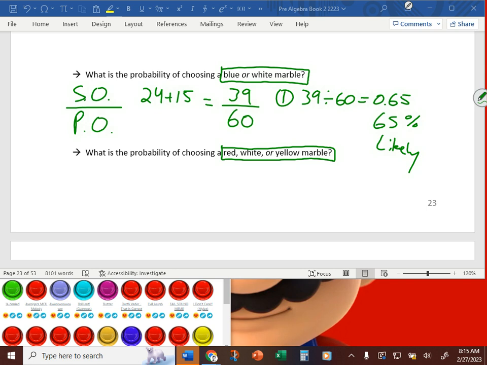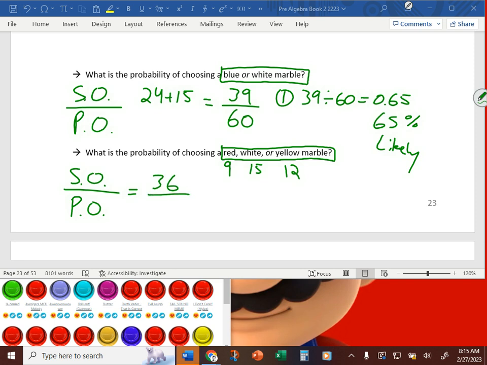Some confident folks. Okay, Josie, what did you come up with? I got 60%. And how many red, white, or yellow marbles are there? 36. Do we have a second one? I can't see how many there are in the bag. Well, there were 9 red. How many were white? 15. And how many were yellow? 12. 12, 36. Good. So successful outcomes over possible outcomes.